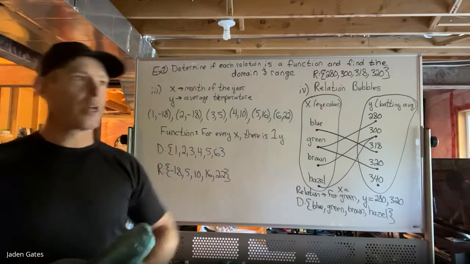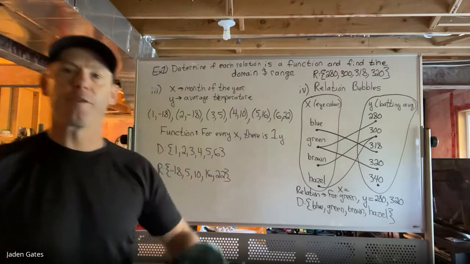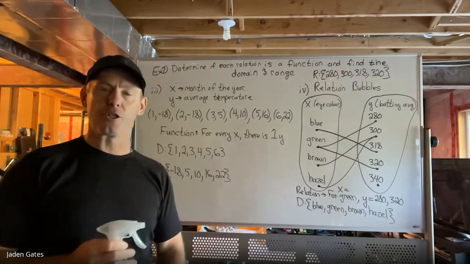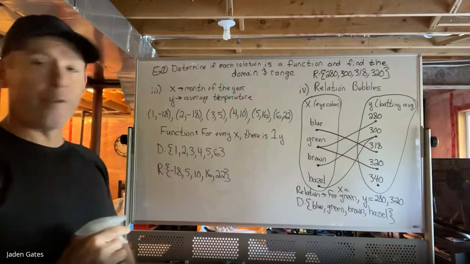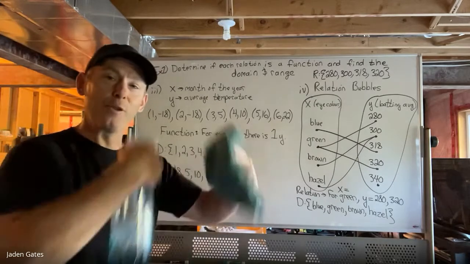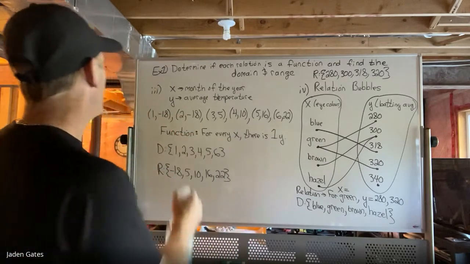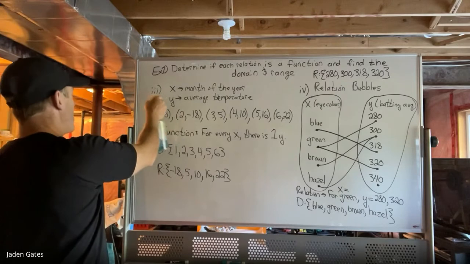Now what we're going to go into is graphs and figuring out whether their relations are functions, and finding the domain and range. One is easier than the other, comparatively to when you don't have a graph.